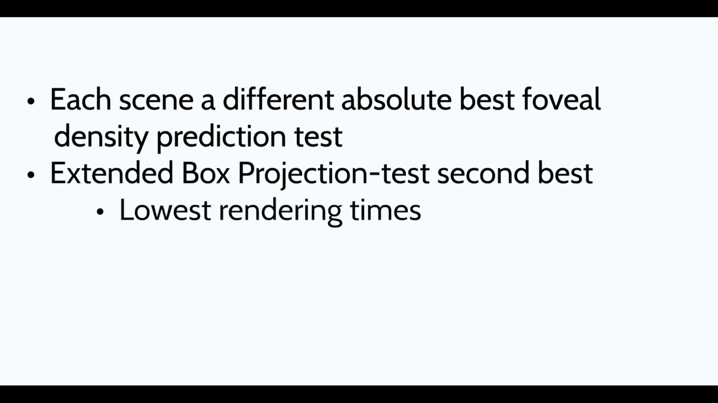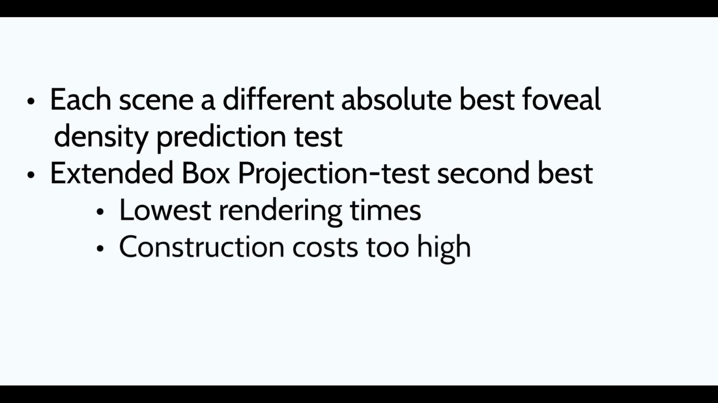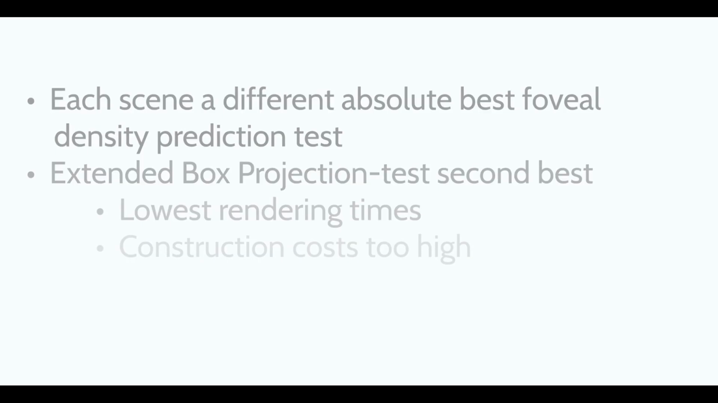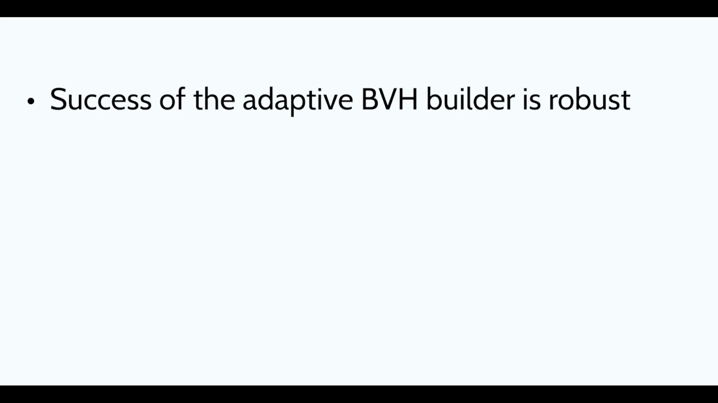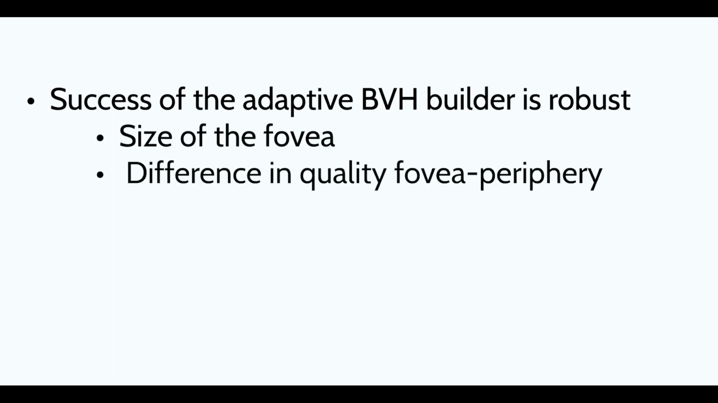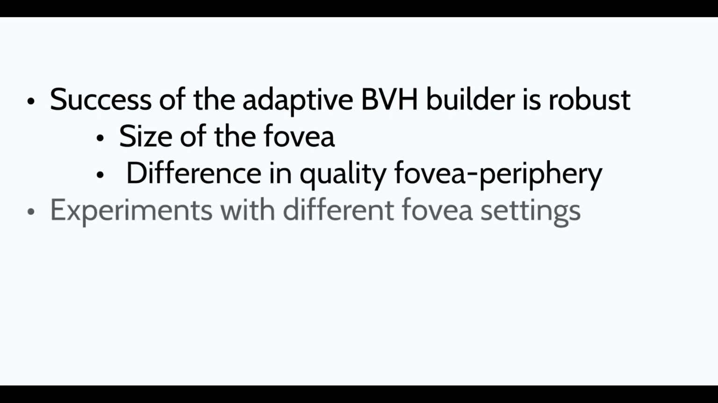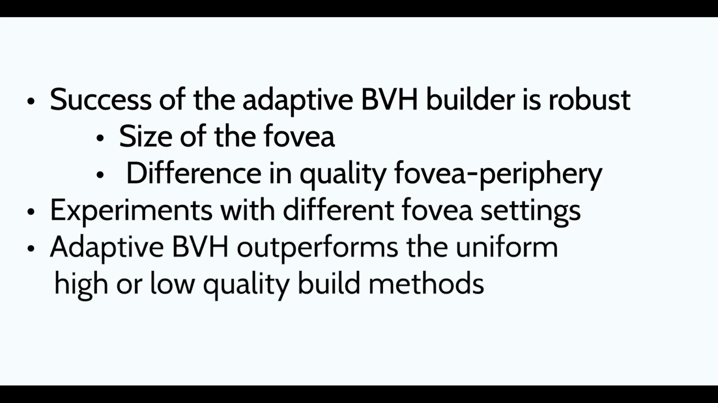It is able to reduce the rendering time the most out of all tests, but suffers from a long construction time. If we could reduce that, then this test would perhaps be the best one overall. The success of the adaptive BVH builder also shows to be robust against changes in the settings of the fovea. For example, we could increase the size of the fovea or tune the difference in quality between the peripheral part and the foveal part of the image. I tested the adaptive BVH builder for different sizes and sampling densities, but in each case it was able to outperform the standard build methods.